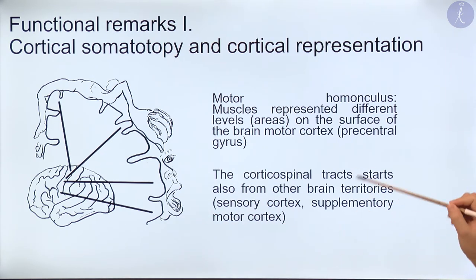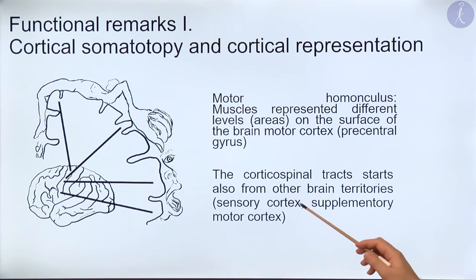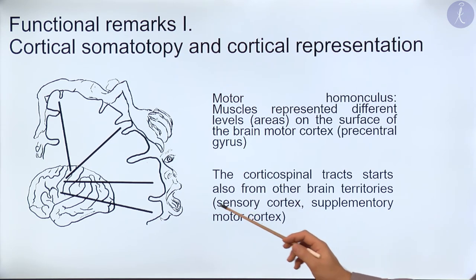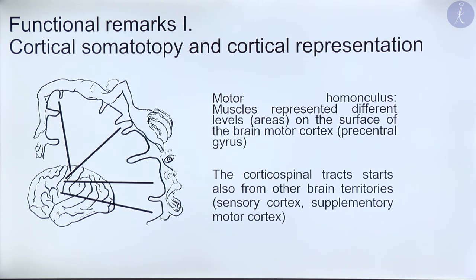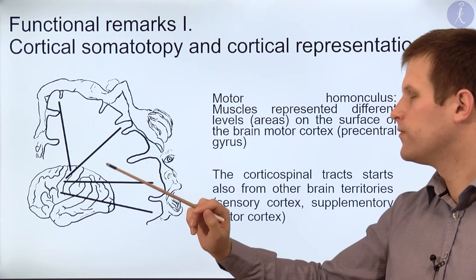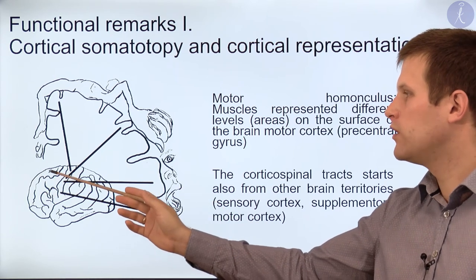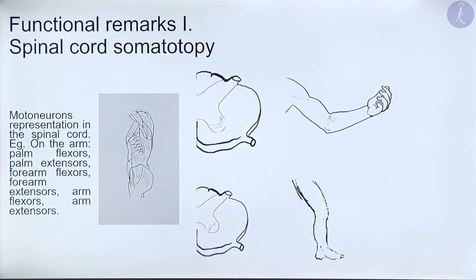We also need to stress that the corticospinal tracts do not receive fibers just from the precentral gyrus. They also get fibers from the sensory cortex, I mean from the postcentral gyrus, and from the supplementary motor cortex that is located here in the frontal lobe. Especially here we can find those neurons which also create the plan of the movements. This spinal cord somatotopy is not something you definitely should know, but for interest I introduce it.